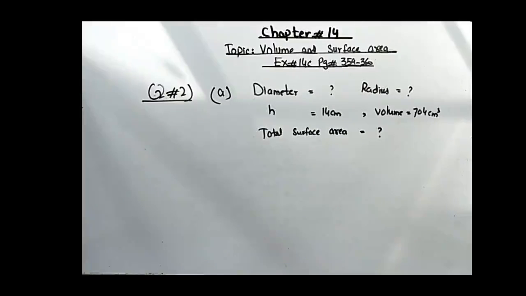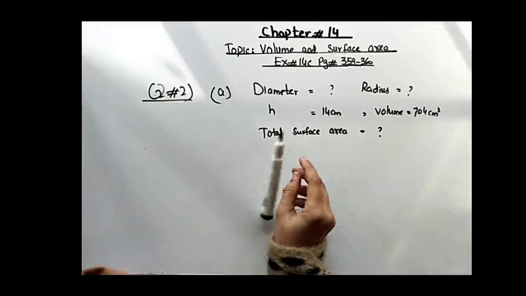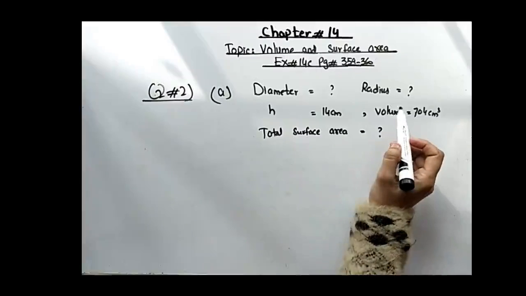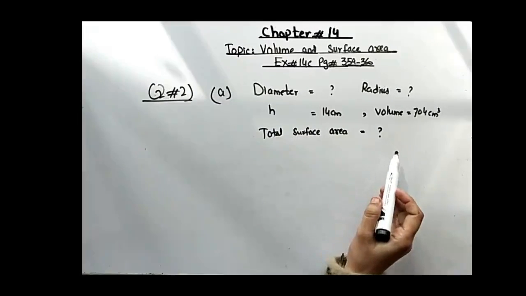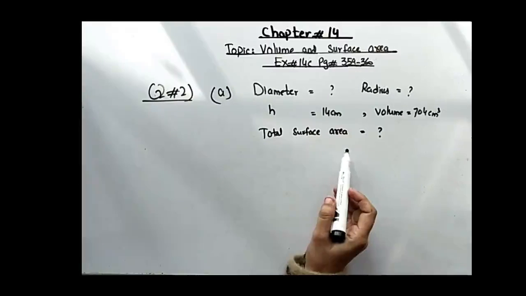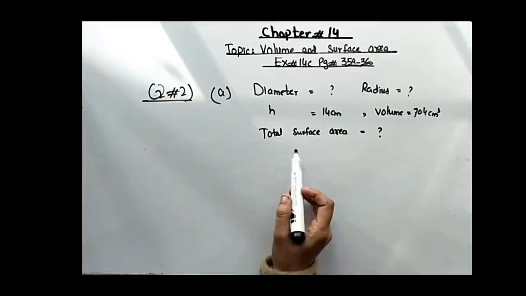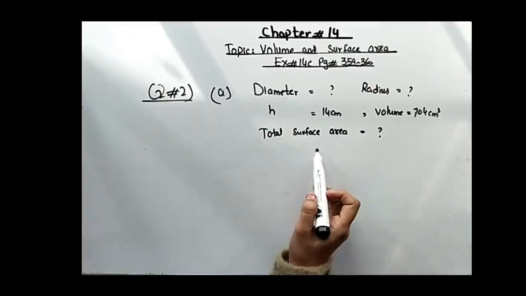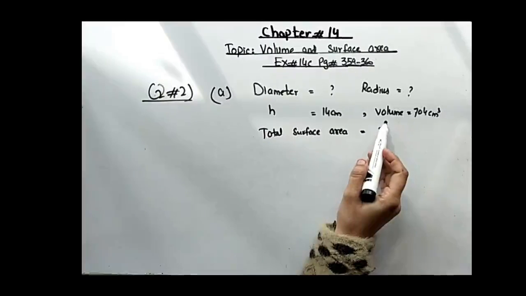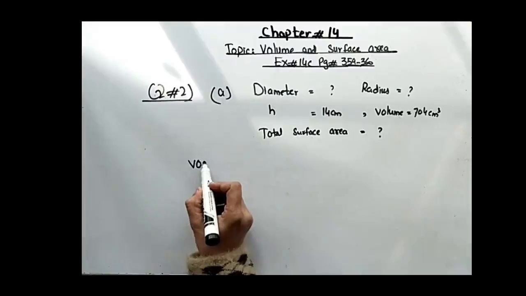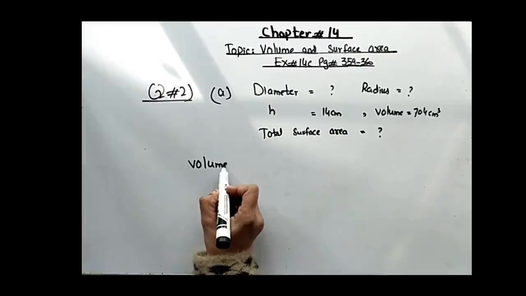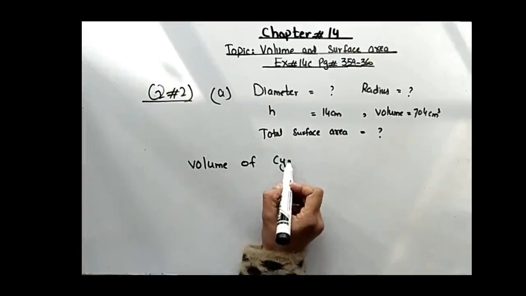Okay, now question number 2, A part. The diameter is missing, radius is also missing, h is equal to 14 centimeter and volume is 704 centimeter cube and total surface area is unknown. It means we will find these unknown terms. So first we will write the volume of a cylinder.